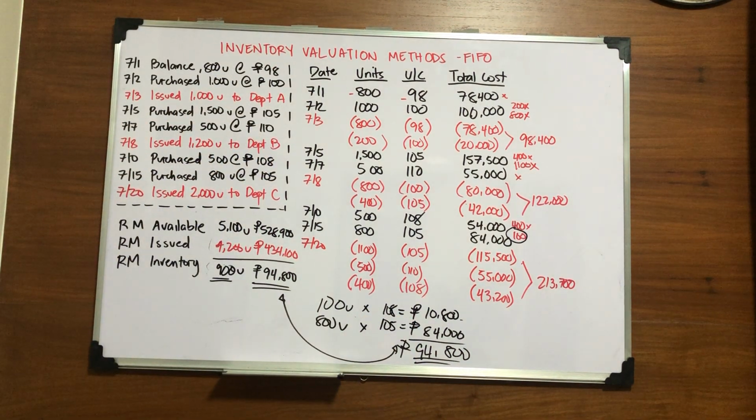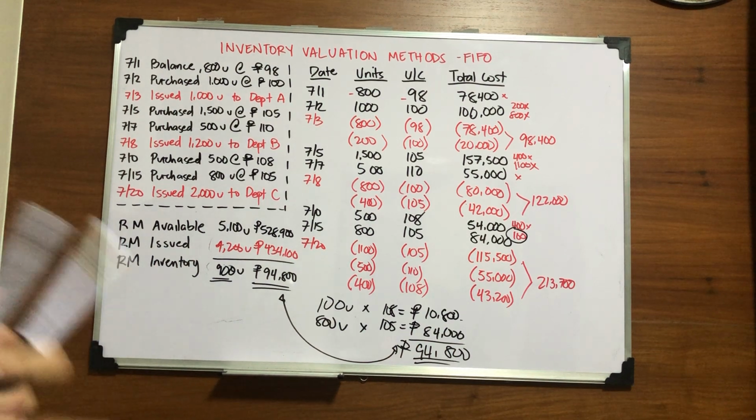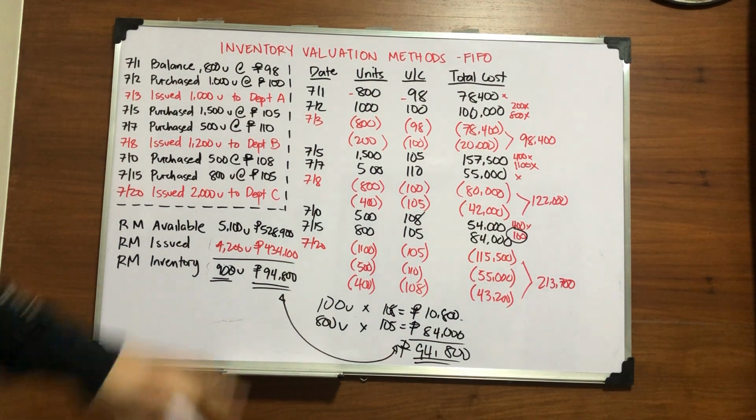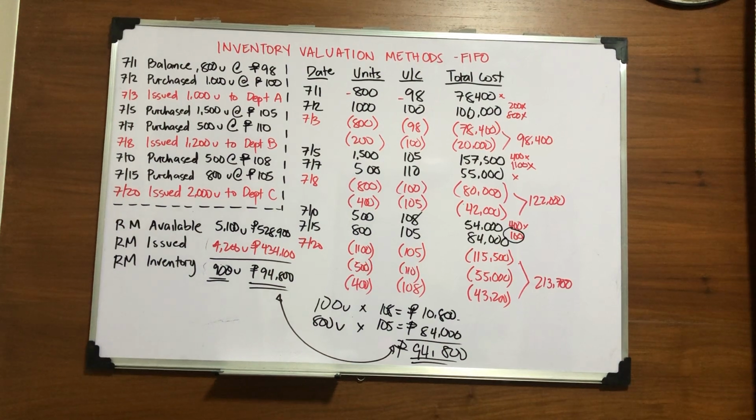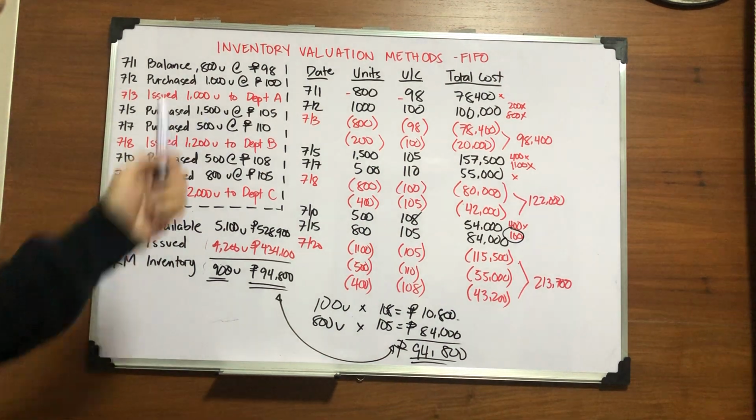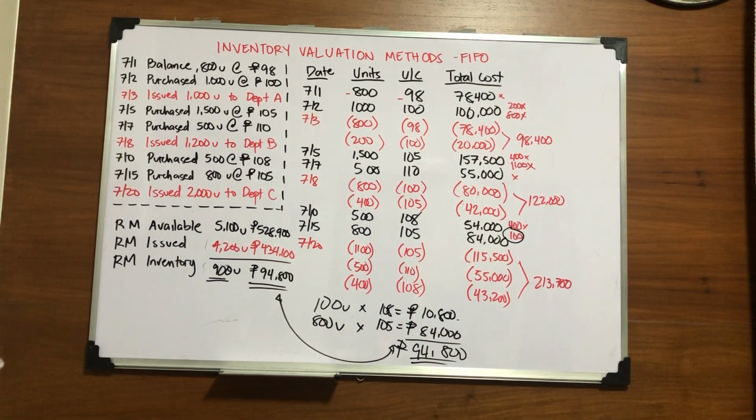Clear? Okay, so just to recap again, this is a different approach. This is not the same as the method or format used in the book. This is like a check and balance for you guys. So again, the concept here is always lay down the purchases. For the purchases, what you just have to do is multiply your units with the unit cost. You'll be getting your total cost.